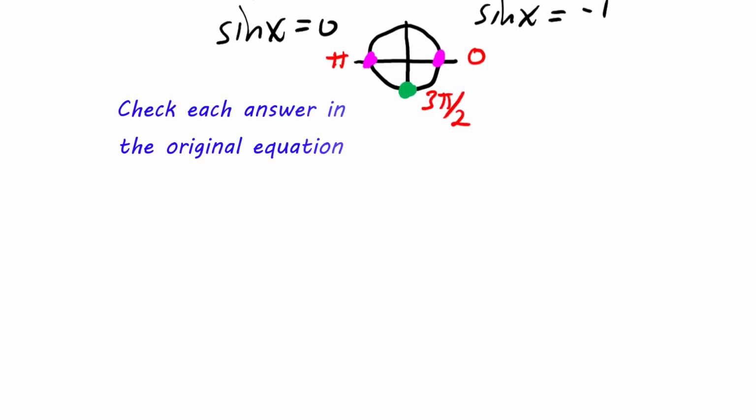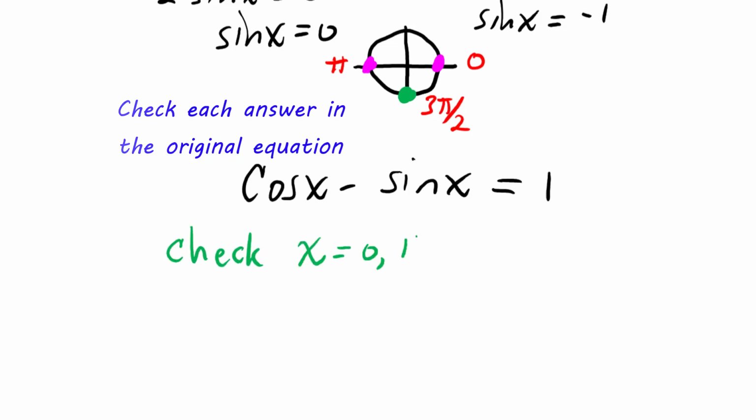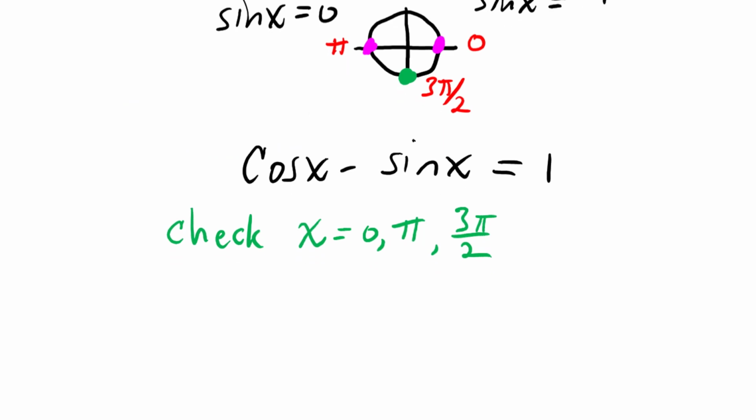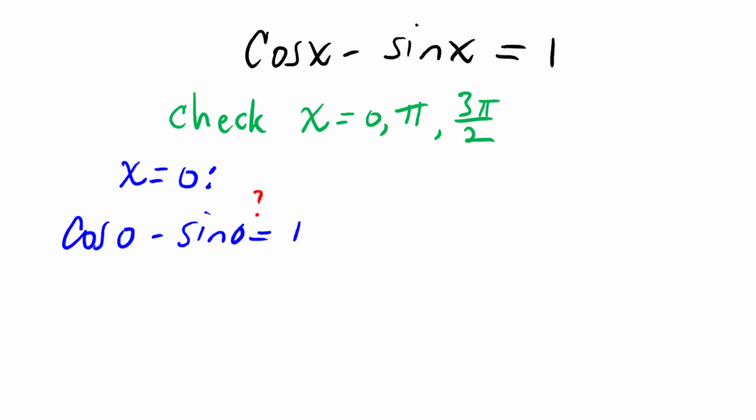But because we squared each side, we need to check each of these answers in the original equation, the x equals 0, pi, and 3 pi over 2. So when x is equal to 0, we get cosine 0 minus sine 0 equals 1. Or does it? That's the question. Cosine 0 is 1, and sine of 0 is 0. 1 minus 0 equals 1. Yeah, that's true. Good. We have one solution.